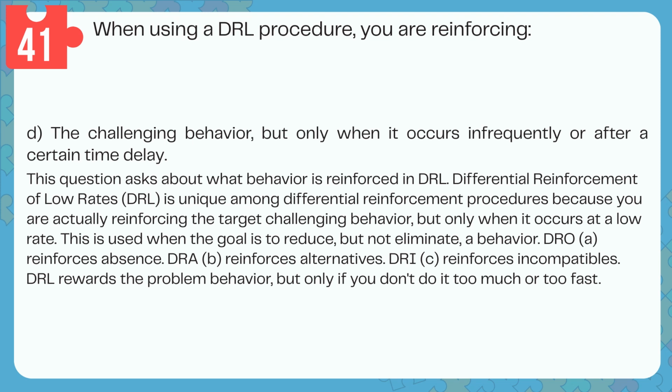DRO, A, reinforces absence. DRA, B, reinforces alternatives. DRI, C, reinforces incompatibles. DRL rewards the problem behavior, but only if you don't do it too much or too fast.